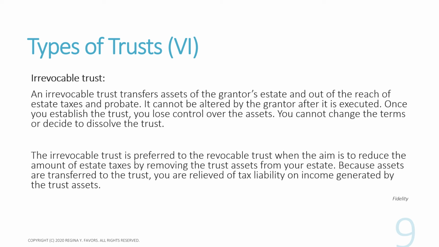Irrevocable trust. An irrevocable trust transfers assets out of the grantor's estate and out of the reach of estate taxes and probate. It cannot be altered by the grantor after it is executed. Once you establish the trust, you lose control over the assets. You cannot change the terms or decide to dissolve the trust. The irrevocable trust is preferred to the revocable trust when the aim is to reduce the amount of estate taxes by removing the trust assets from your estate. Because assets are transferred to the trust, you are relieved of tax liability on income that is generated by the trust assets.